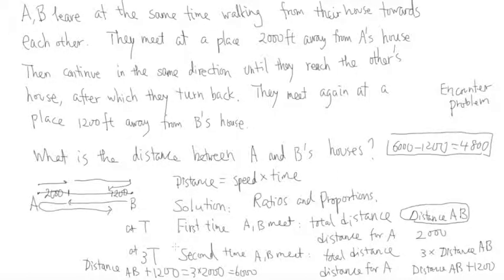But we don't care about the exact time when they meet. All we care about is this ratio. The ratio is 3, so the distance traveled for A is 3 times. And so the first time we know A traveled 2,000 feet, so we know at the second time they meet, A has traveled 6,000 feet. And with this information, that A traveled 6,000 feet, we can figure out the distance between A and B. All right, so this is a problem solved with ratios and proportions instead of using speed multiplied by time.